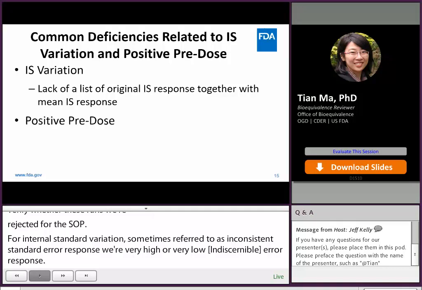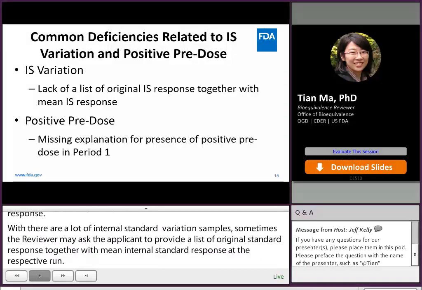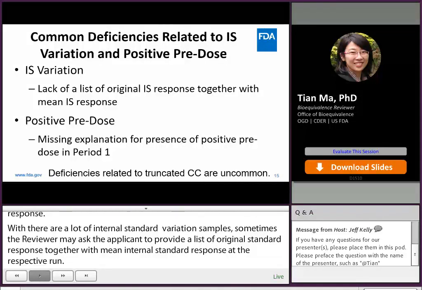For positive predose, sometimes referred to as baseline value, if there are positive predose in period 1, sometimes the applicant may be asked to explain why there is presence of positive predose in period 1, especially with regard to their screening procedure. And as I mentioned earlier, deficiencies related to the truncated calibration curve are less common.